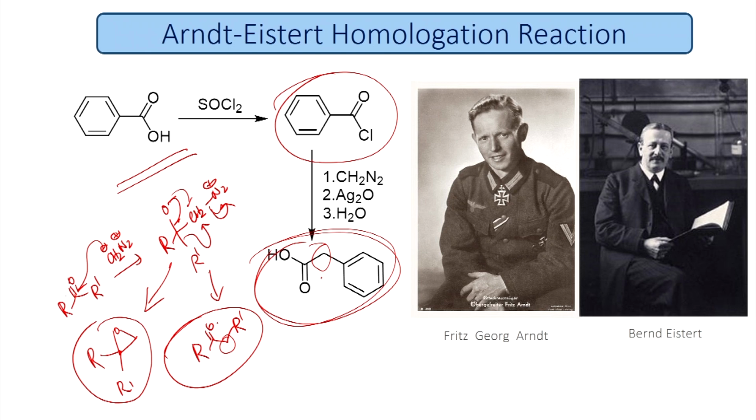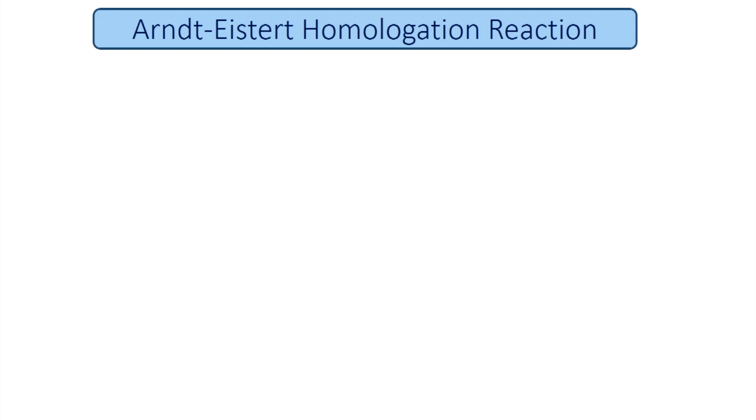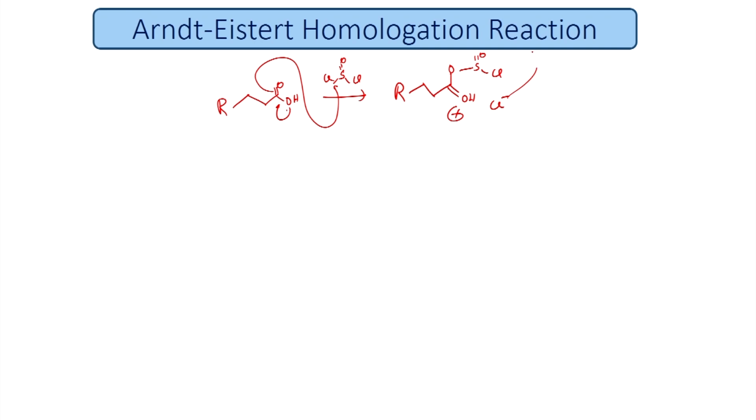Similarly, if you have the carboxylic acid, you can convert it into acid chloride, which can also be reacted, and you will be able to get a carboxylic acid with one carbon more. And here the mechanism is shown. Let us take this acid as an example. When you react with thionyl chloride, you will have this salt. Once you have this one, now this can undergo addition reaction.